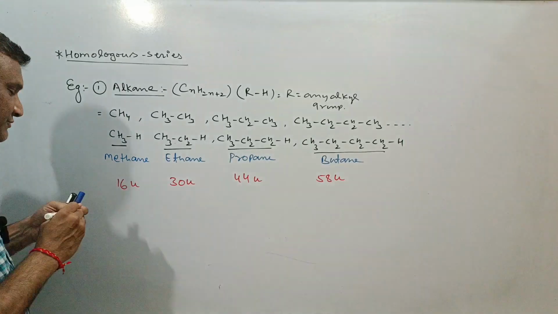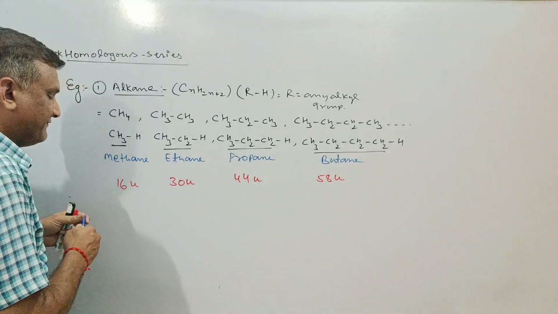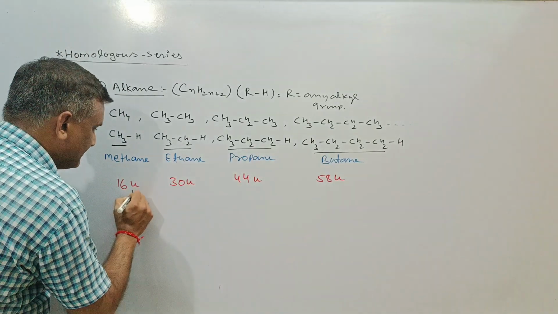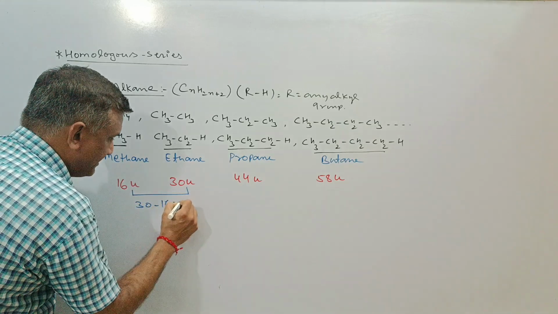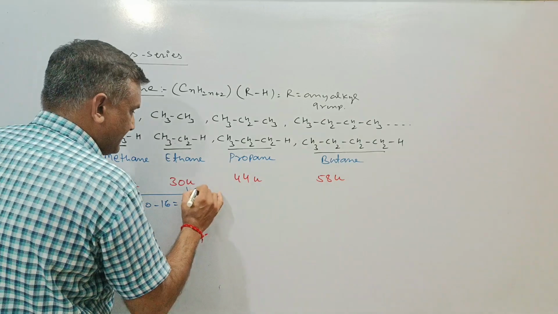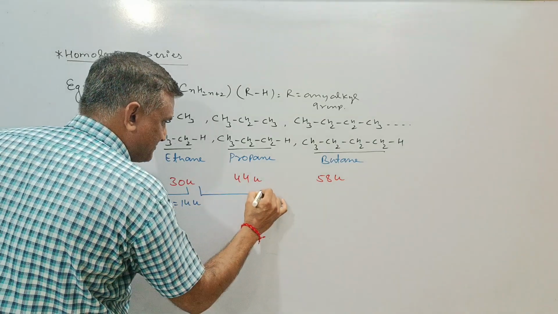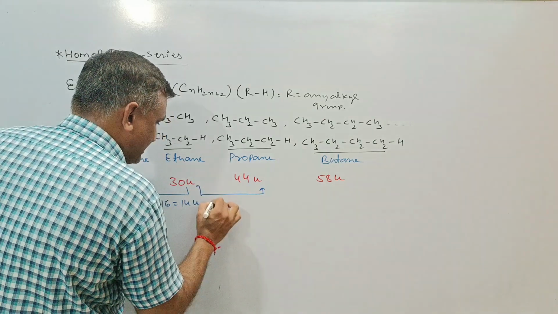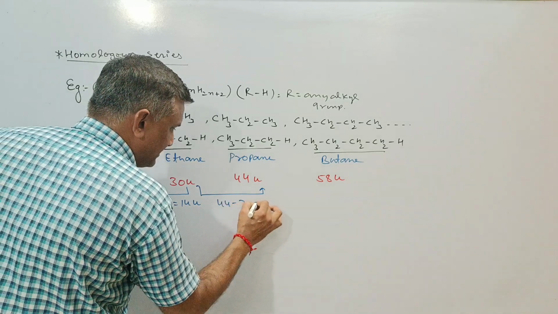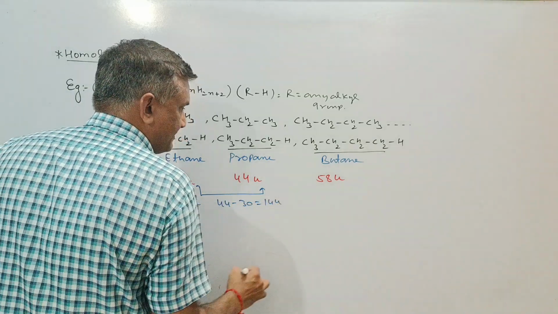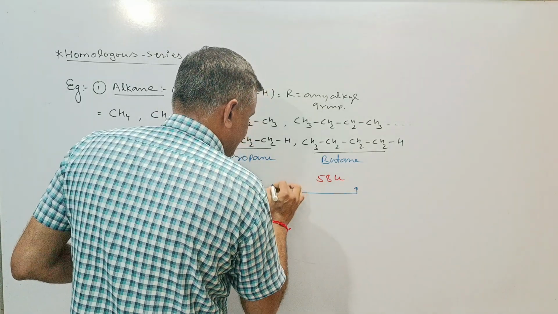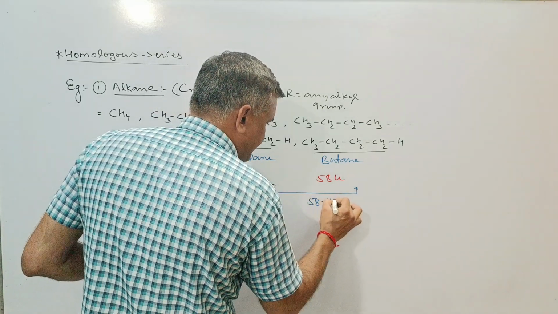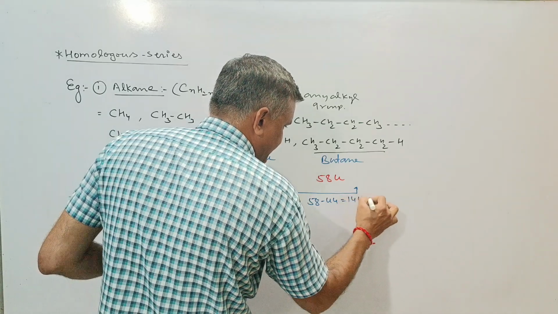If we go with two continuous members, it will be a difference of 14 as I told you. So here, 30 minus 16 is a difference of 14 unit. For these two continuous members, 44 minus 30 is equal to 14 unit, and further, 58 minus 44 is 14 unit.